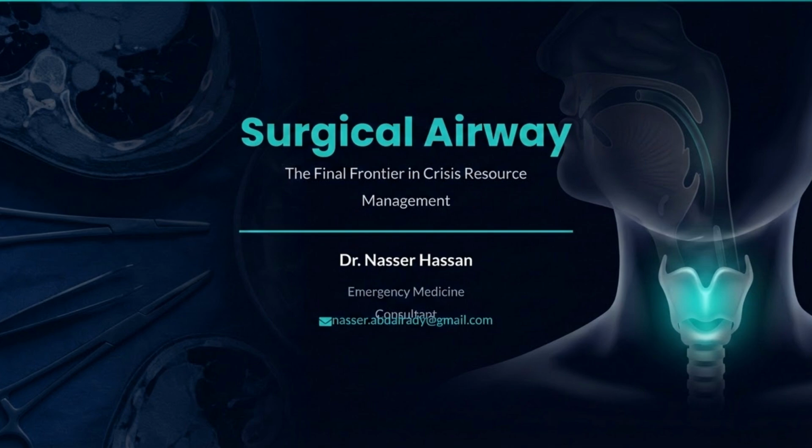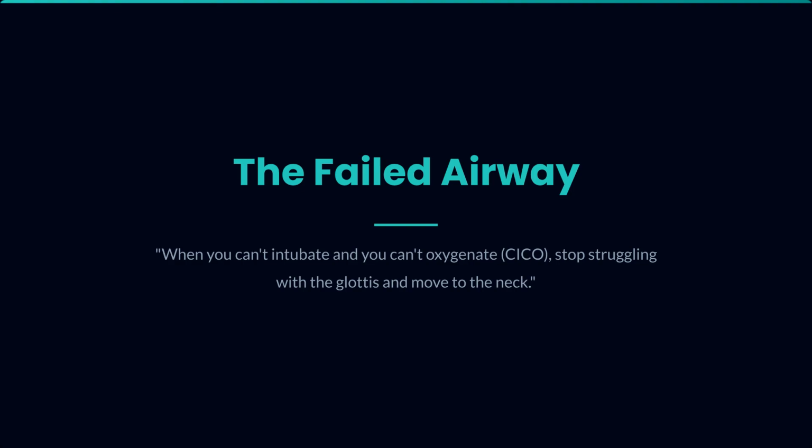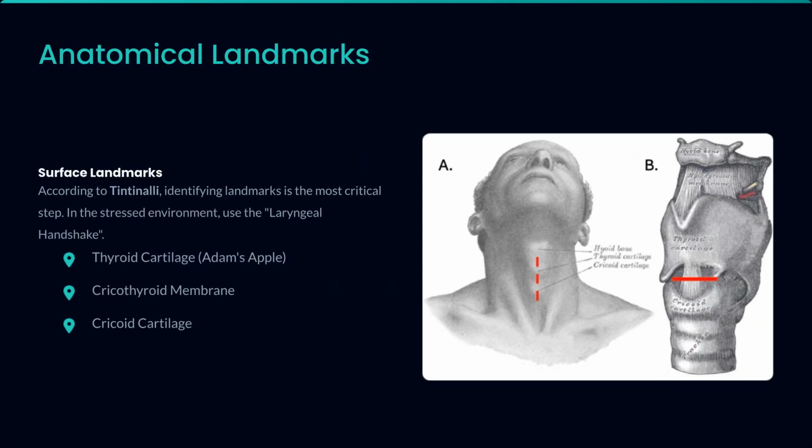Welcome to this video on surgical airway, the final frontier in crisis resource management. We begin with the concept of the failed airway. Remember, when you can't intubate and you can't oxygenate, or CICO, stop struggling with the glottis and move to the neck. Identifying anatomical landmarks is the most critical step. Utilize the laryngeal handshake to quickly locate the thyroid cartilage, cricothyroid membrane, and cricoid cartilage.